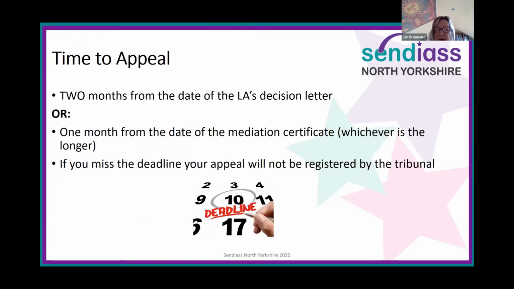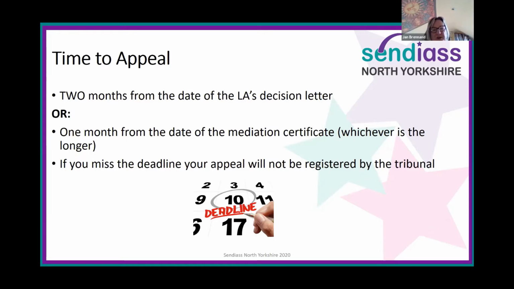So when can you appeal? Your timelines for appealing. You have 2 months from the date on the local authority's decision letter. Remember, you have that meeting at around 4 weeks. Within 6 weeks of them receiving the request for assessment, the local authority sends you a letter, and it's the date on that letter. It's not the date you receive it. So be aware of that. It's the date on the letter.